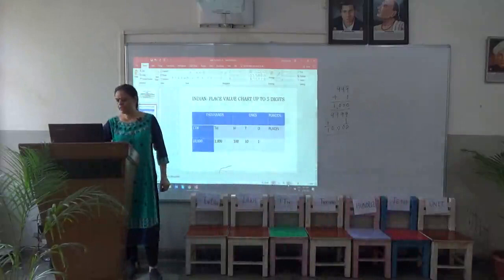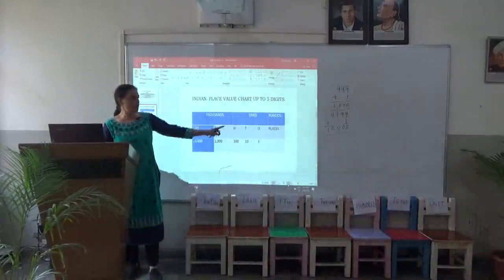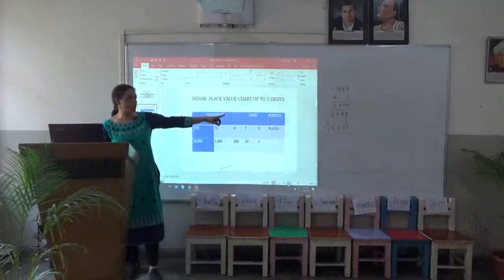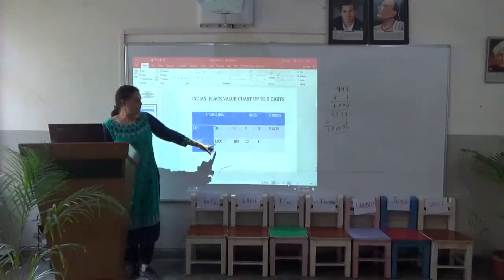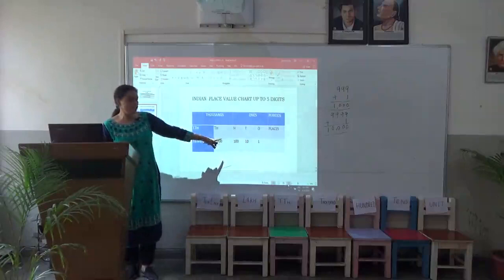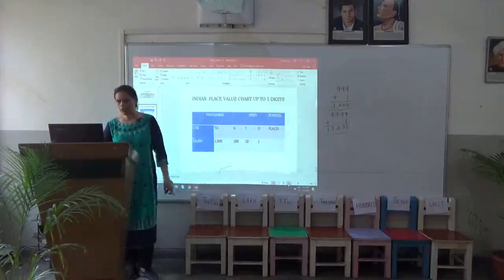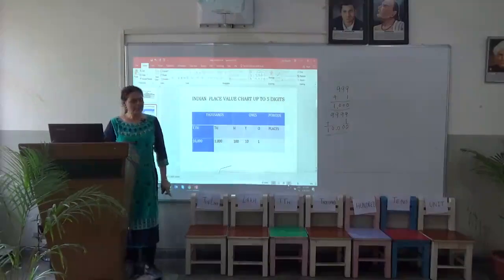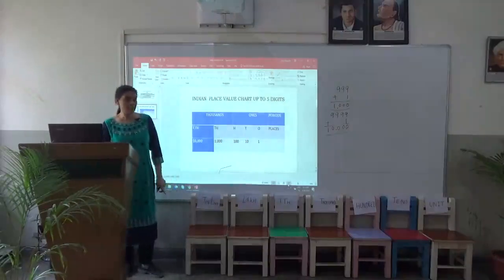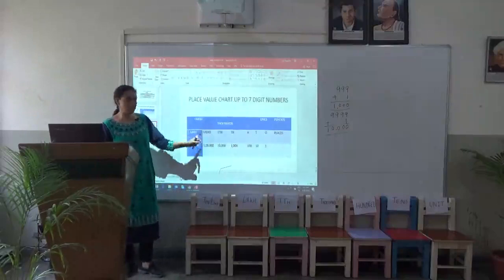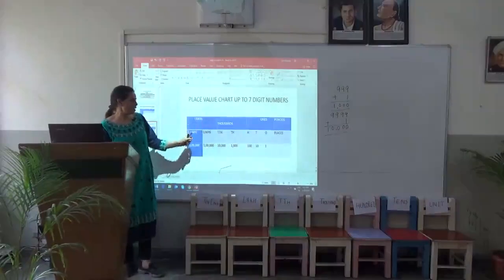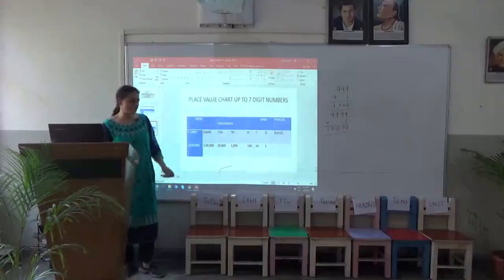Let's go further. So we have just recalled our previous knowledge that 10,000 have got 5 digits and thousands have got 4 digits, hundreds have got 3 digits, tens have got 2 digits and ones place has just got 1 digit. Can anybody guess what would be the next family? Any guesses? Right. The next family which is added to the thousands and ones family is the family of lakhs.